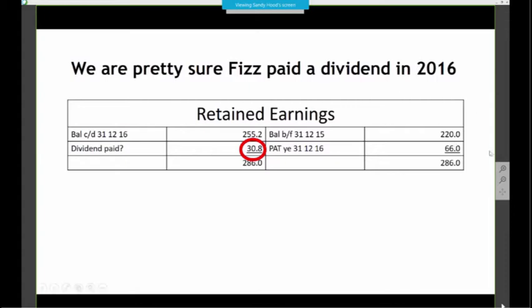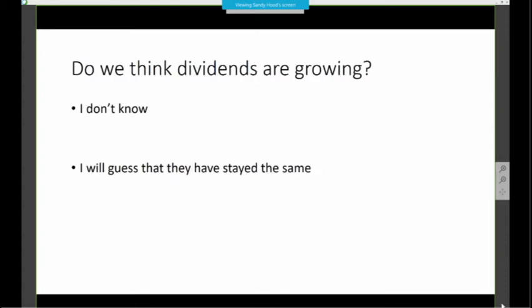So if we're going to work on that basis, then we can try and work out the cost of equity on a dividend valuation basis. Well, we don't know if they're growing. We don't know if the dividends have been going up in the past. We don't know if they've even been going down. I'm going to have a guess that they've stayed the same.